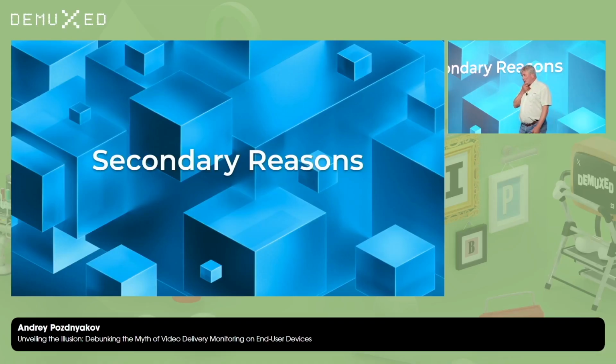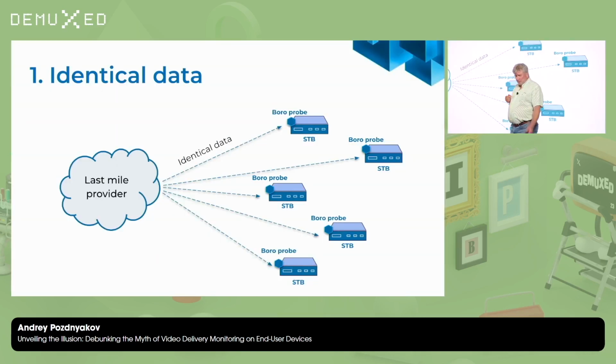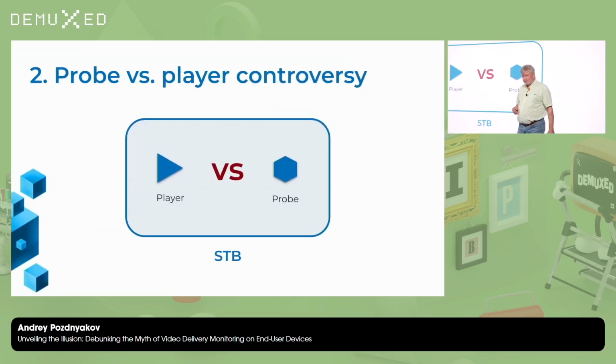Let's start with the secondary reasons. First of all, if we install the software on all the set-top boxes in the network, it's not a good idea, because they will provide a lot of data, and all of it will be absolutely identical data. A lot of identical data will come to our servers. We have to serve it and operate with it, and it makes absolutely no sense.